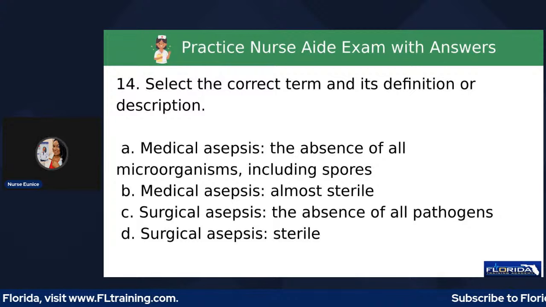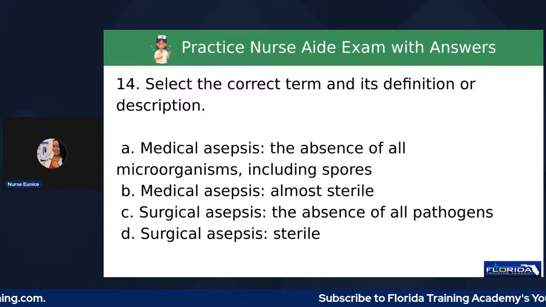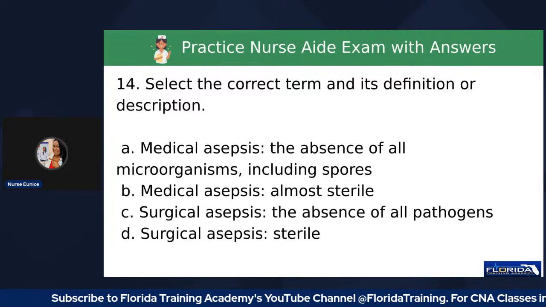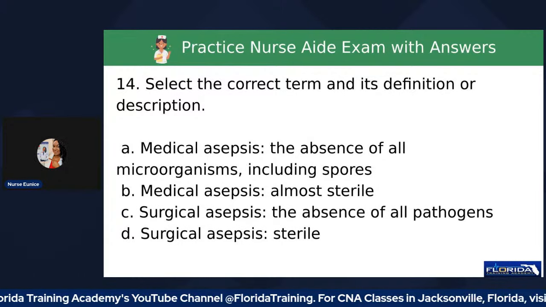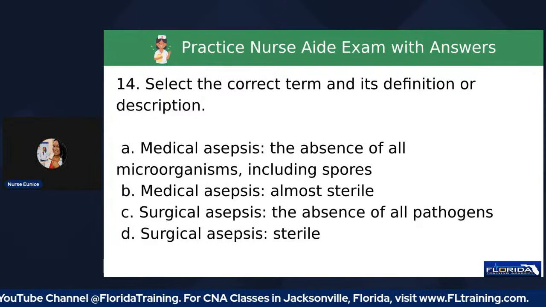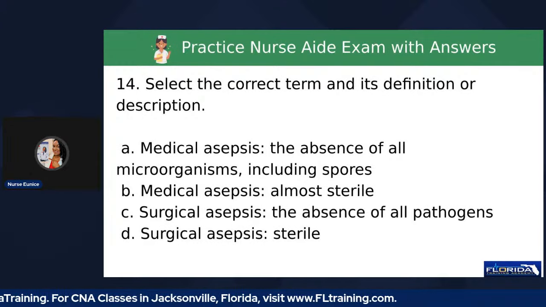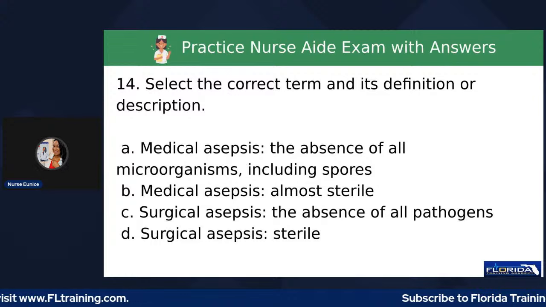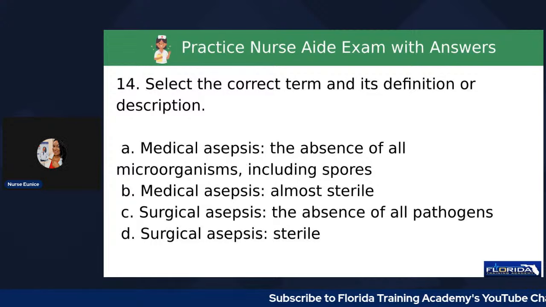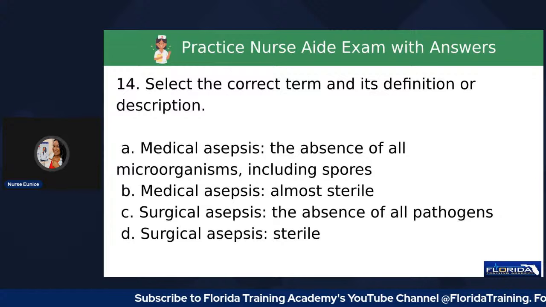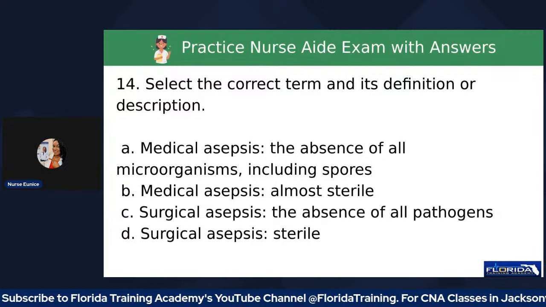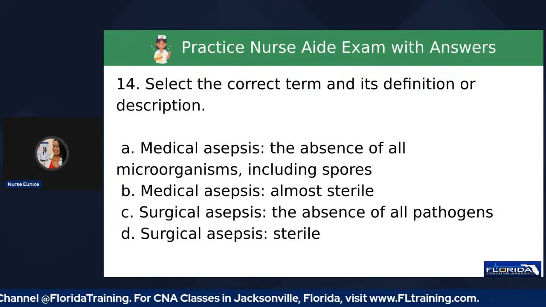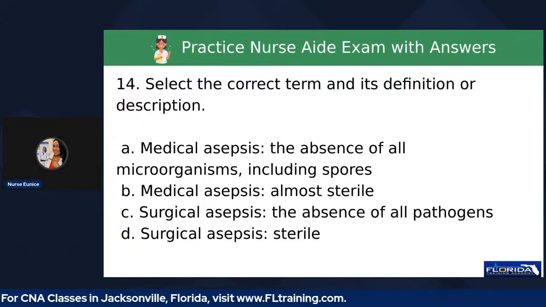14, select the correct term and its definition or description. A, medical asepsis, the absence of all microorganisms, including spores. B, medical asepsis, almost sterile. C, surgical asepsis, the absence of all pathogens. Or D, surgical asepsis, which means sterile. This one's hard. This one is hard.